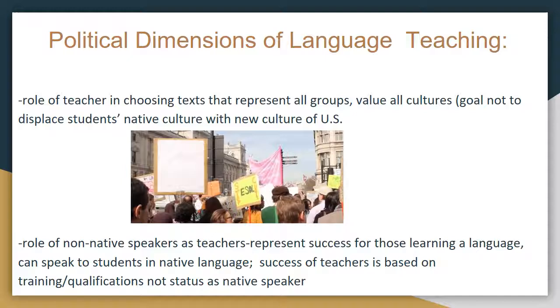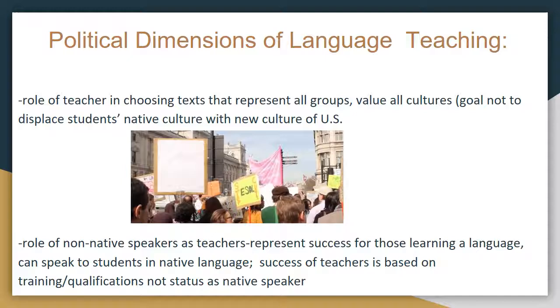Another aspect of the political dimensions of language teaching is that teachers themselves have to consider what is their role, and what kind of dialogue they are presenting in their classrooms. It's very important that teachers choose texts that represent all groups, that value all cultures, and this would be especially important when students are learning English as a second language, because the goal is not to displace students' native culture or native language with the new culture of the United States or with English. Instead, the goal is to have an additive context, kind of like what you learn in your language development classes.